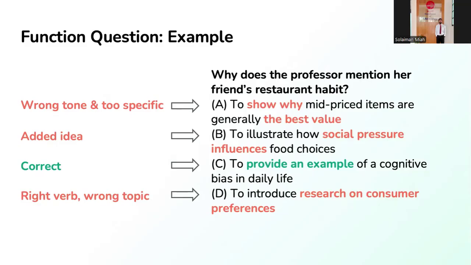The second answer choice, meanwhile, brings in ideas that aren't in the talk. Social pressure isn't mentioned at all. And the fourth answer choice is tempting because it says to introduce. And the professor does indeed introduce the topic with the story she tells. But it then says the topic is research on consumer preferences, which is not the main idea of the lecture. The only answer choice with the right verb and topic is answer choice C.